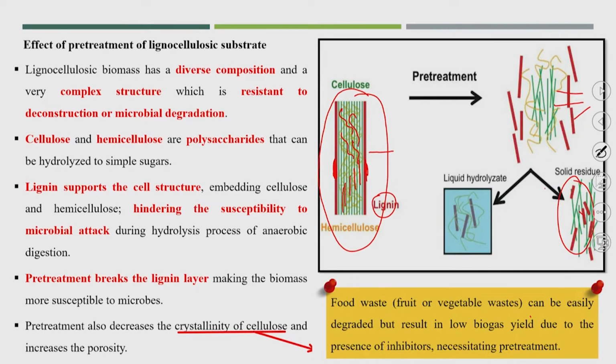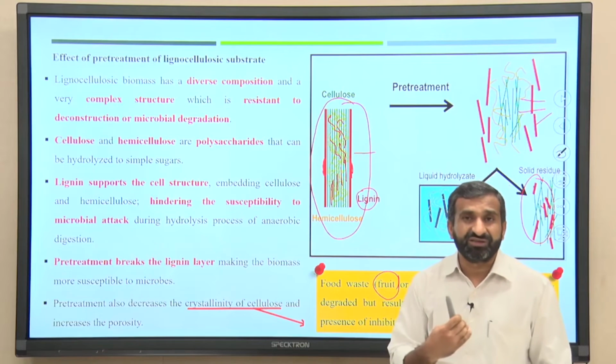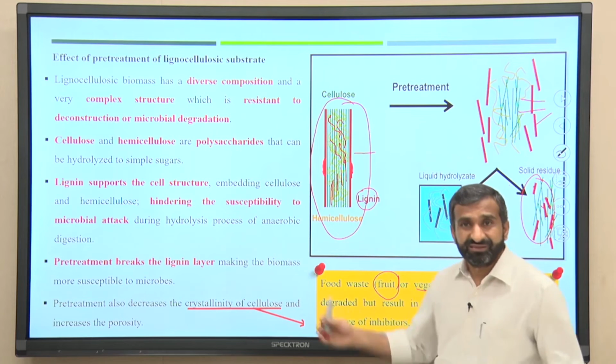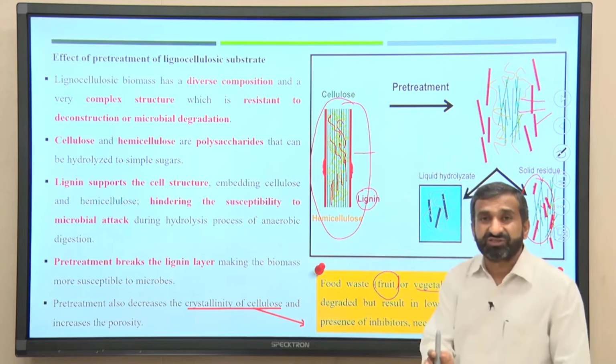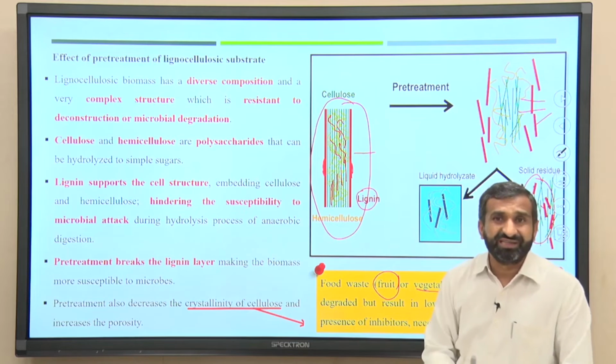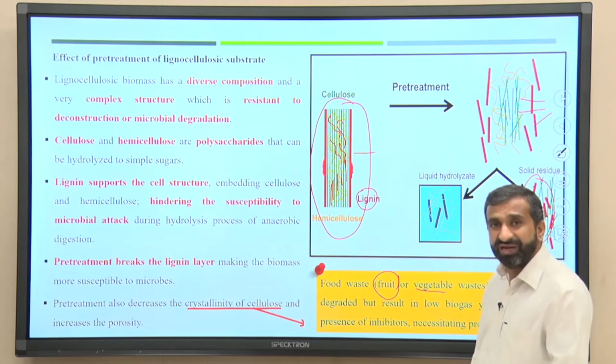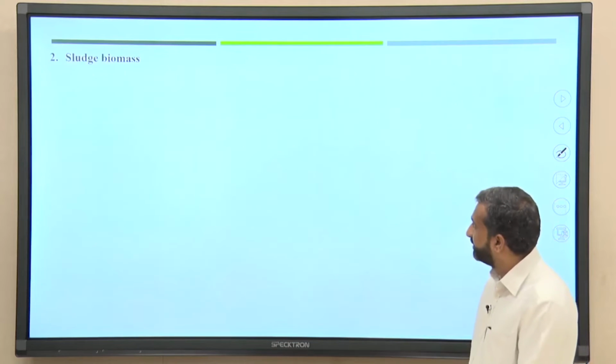And food waste can be easily degraded, but results in low biogas yield due to the presence of inhibitors and requires a pretreatment process. Especially food waste, if you talk about fruit waste or even vegetable waste, which we are normally disposing of, which is not easily degradable or not edible for humans, that consists of a huge amount of hemicellulose or lignin. For that you will require pretreatment to make it available for microbial degradation.